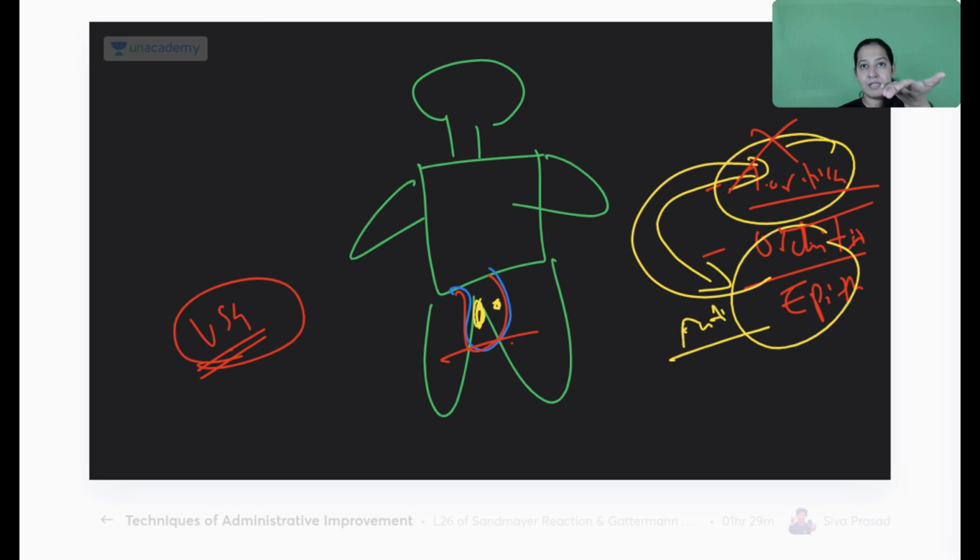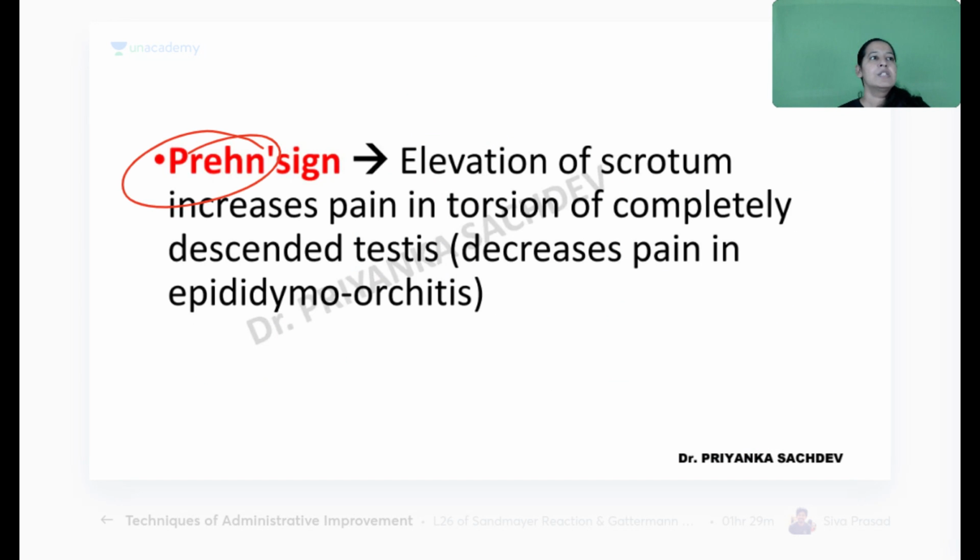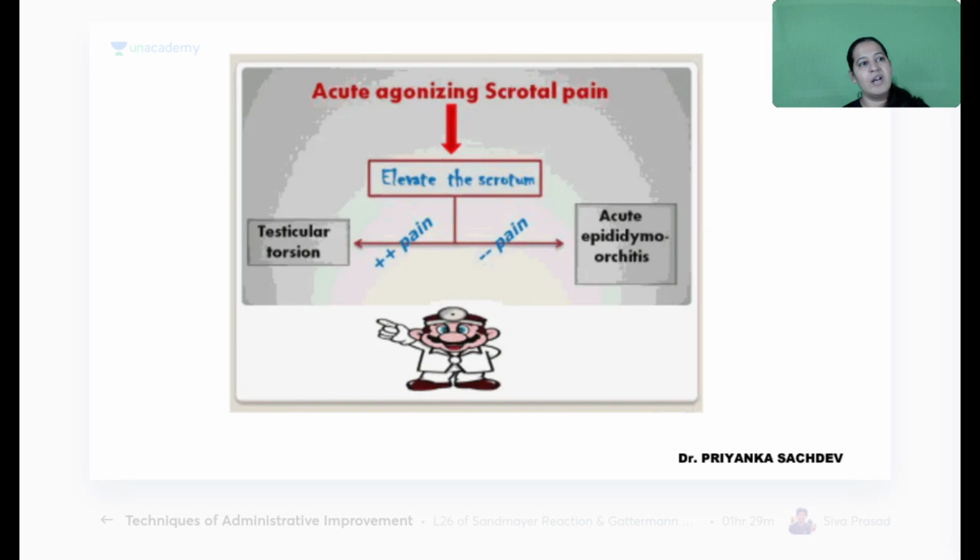So on moving the scrotum on the palm and holding it upwards, is the pain decreasing or increasing? That is known as Prehn sign. In Prehn sign, elevate the scrotum on the palm. If the pain is increasing, it is torsion. If the pain is decreasing, it is orchitis. Have you got it? So increased pain, torsion.